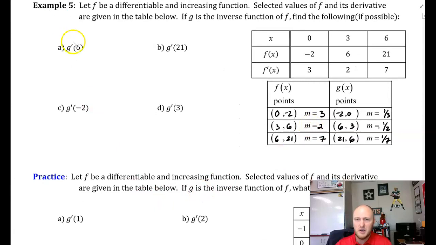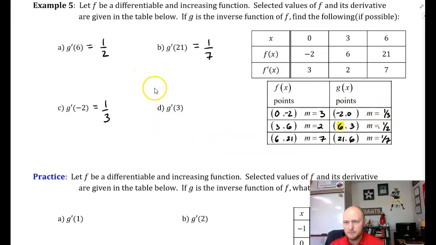Let's check this out. What is g prime of 6? What is the slope at the point 6? Well, I go to my table. Here is 6, and the slope is 1/2. Very easy. For b, g prime of 21. I look at my table, I find 21. The slope is 1/7. Next, g prime of negative 2. I look at my table, negative 2. The slope is 1/3. And for d, g prime of 3.